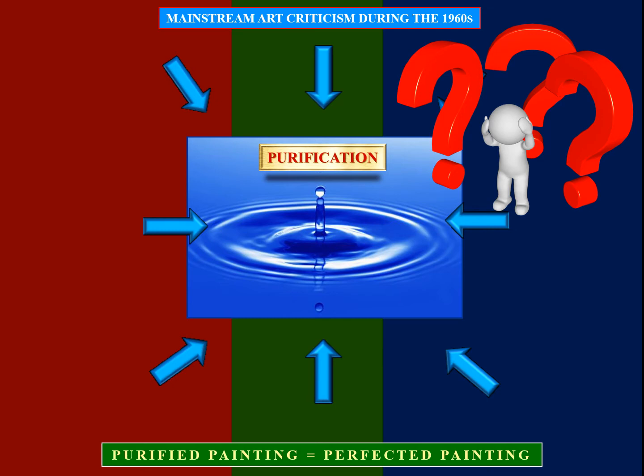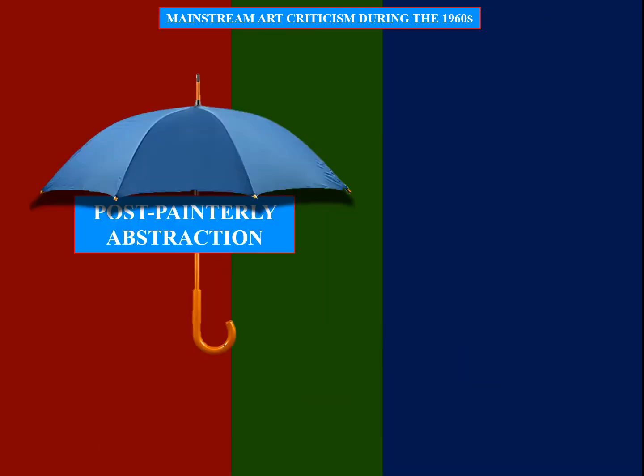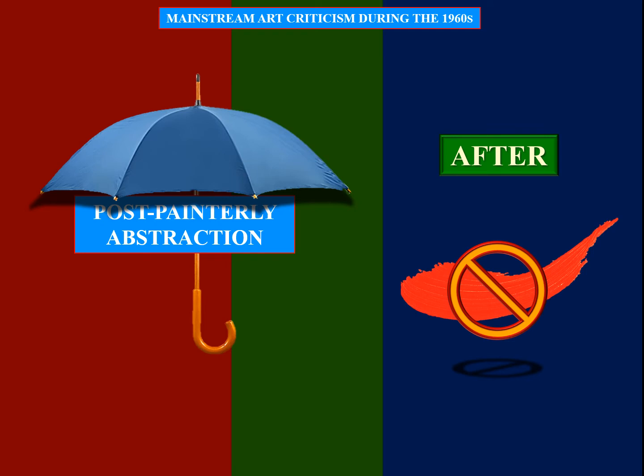Now, all of that, this mainstream art criticism of the 1960s, famously produced an umbrella movement called post-painterly abstraction. Post means after, and painterly, we know, means showing evidence of brushwork. It's not linear, but it's painterly. It's all about the expressive application of paint.